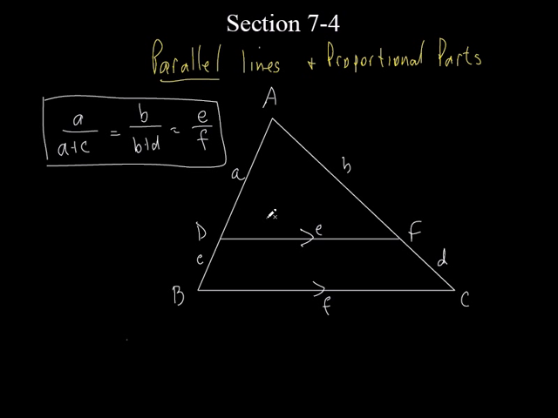If these two lines are parallel and they hit these two sides of the triangle, these two segments, a and c, if I compare a to c, now c is not an entire side of a triangle, is it? So it's a little bit different. These are segments of this whole side. So a to c, what do you think that would equal? If I go a to c, what do you think it would equal over here? b to d. Very good. And that's it. That's the new theorem right there.